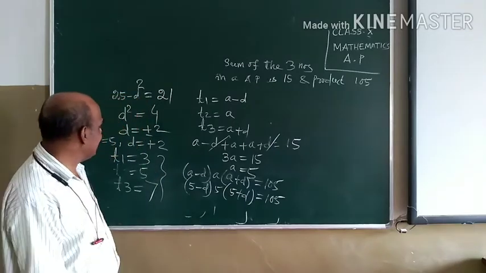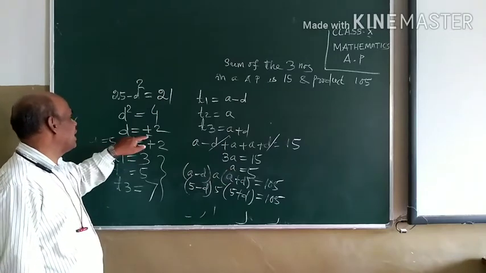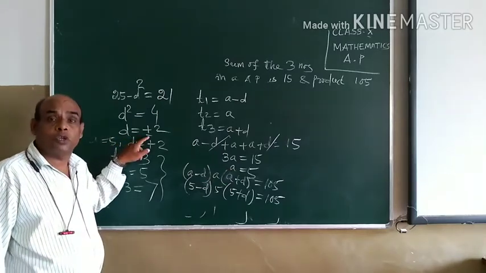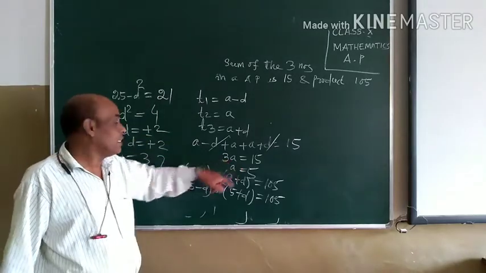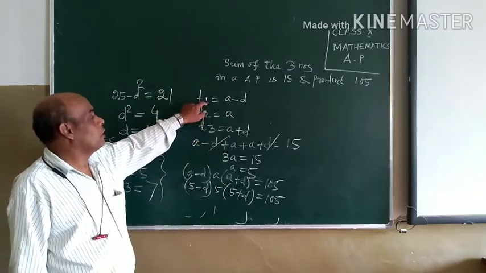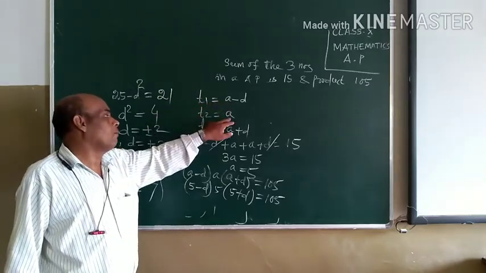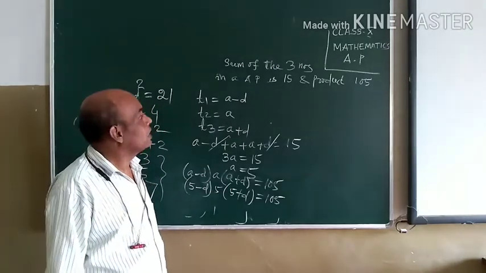Similar way you can take a is equal to 5 and d is equal to minus 2, because root over is always plus minus 2. So if a is 5 and d is minus 2, then what happens? First term will come 7, second term will come 5, third term will come 3. So like this way we can solve.